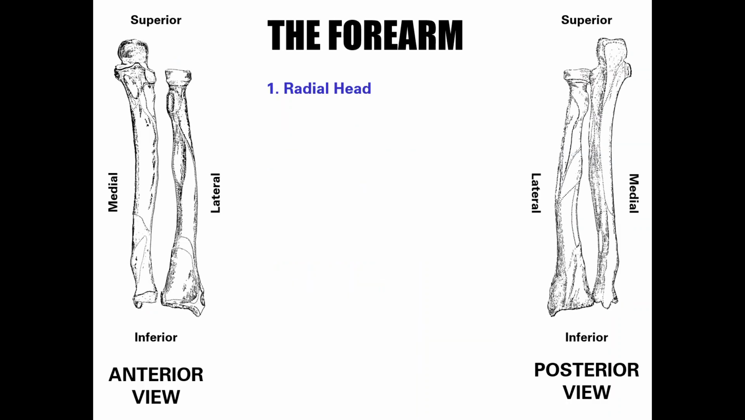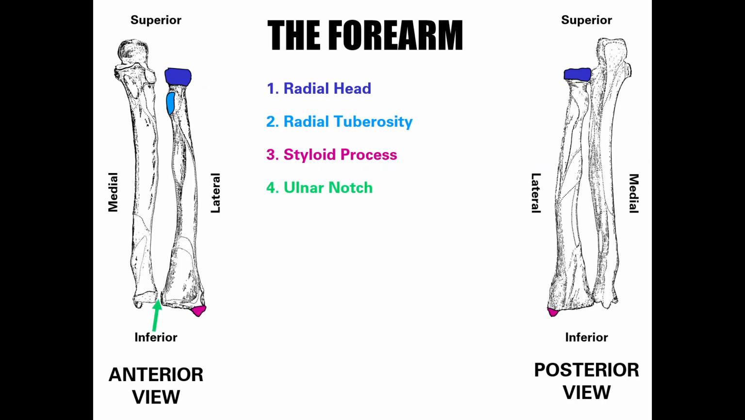Looking at the radius, we have the radial head that articulates with the ulna. We have the radial tuberosity on the anterior side. Then distally, we have the styloid process and the ulnar notch. So the ulnar notch articulates with the ulnar head at the distal radial ulnar joint.